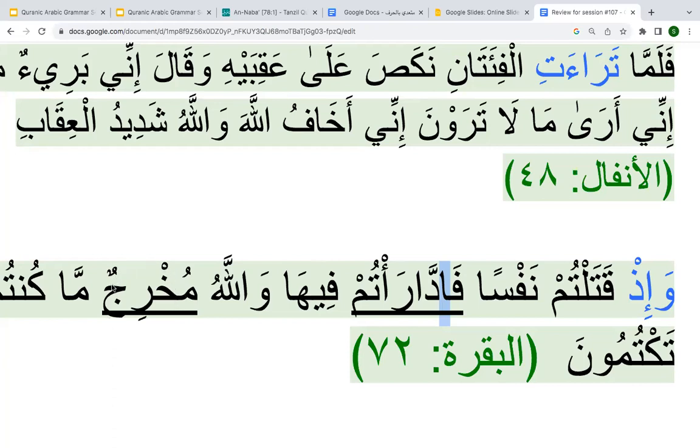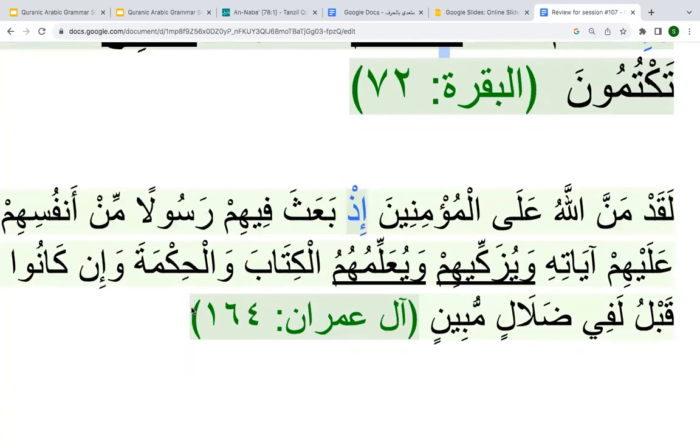Then comes your word mukhrijun. Mukhrijun, ism fa'il from family number 4. Then comes your word yuzaki, and we have done this word last time too. I really want you to quickly tell me yuzaki and yu'allimu. Barakallahu feek, it is family number 2 because of the shadda, and this is ma'loom.